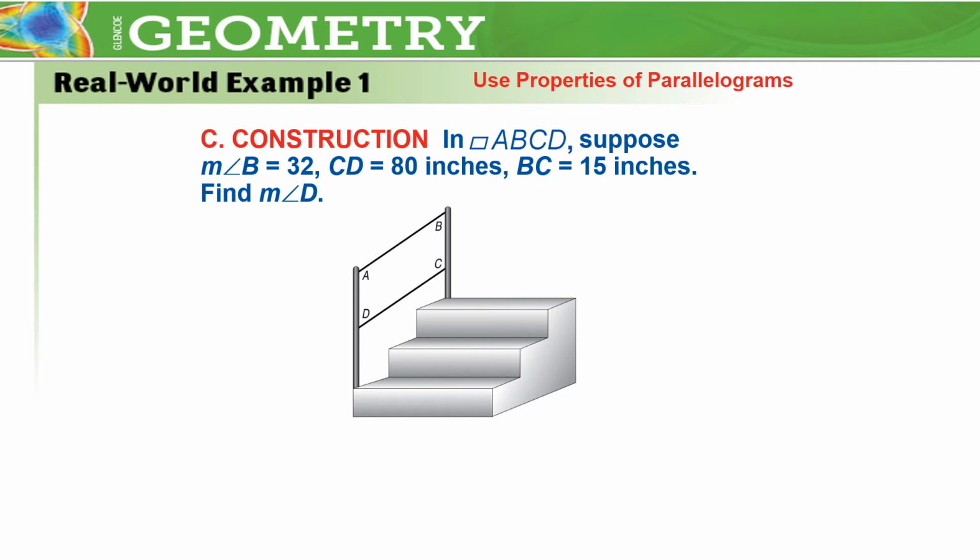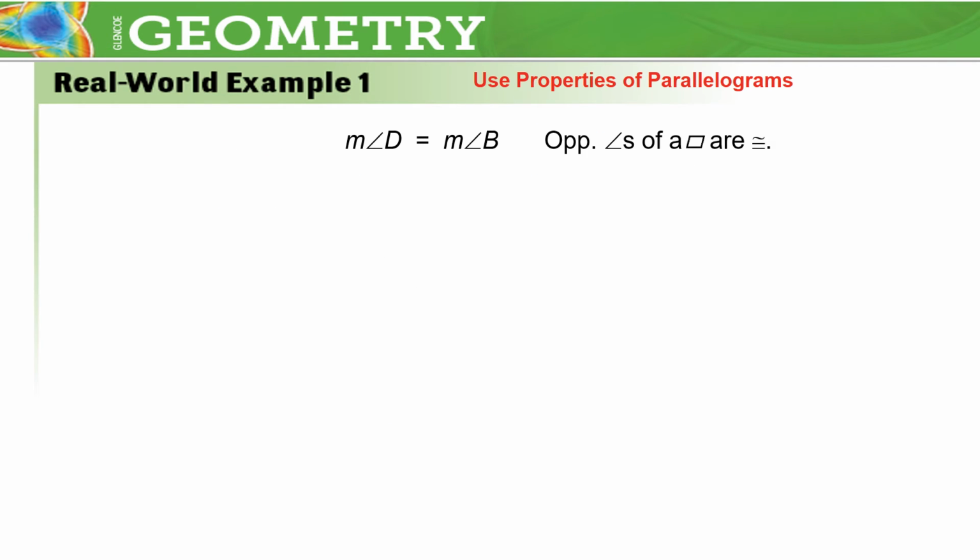Here we want to find the measure of angle D. Now you have the measure of angle B, 32, and the measure of angle C. But the measure of angle D equals the measure of angle B, because each two opposite angles are equal. So if the measure of angle B equals 32, the measure of angle D will be 32.